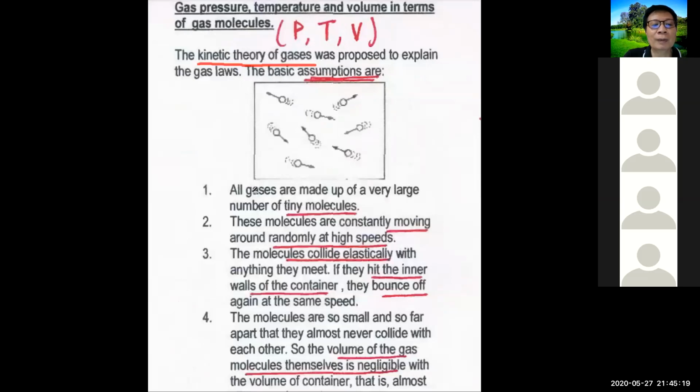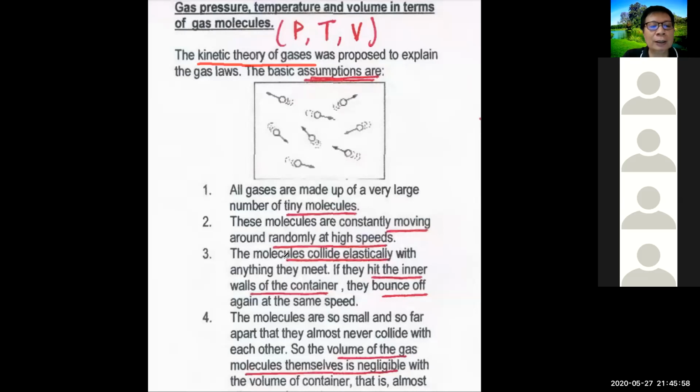What is the assumption you must know? Highlight the first one: all gases are made up of a very large number of tiny molecules. Very simple. Number 2, these molecules are constantly moving around randomly at high speed. We have to assume the gas molecules are moving non-stop, randomly. Day, night, hot, cold, they are non-stop moving. They won't stop. Understand?